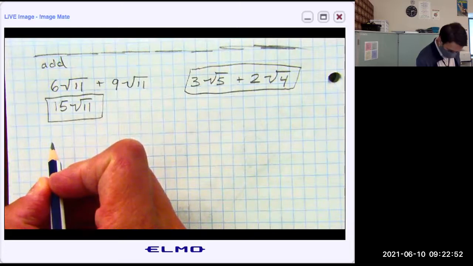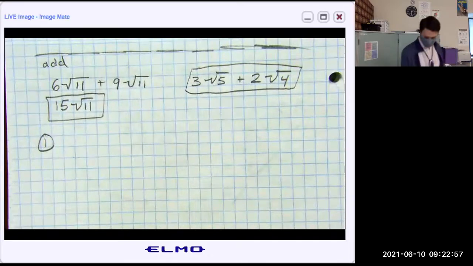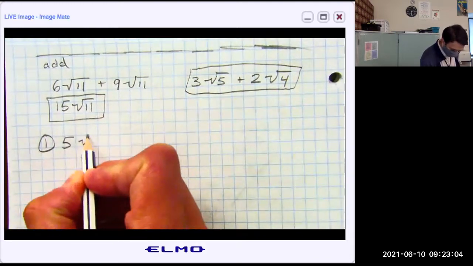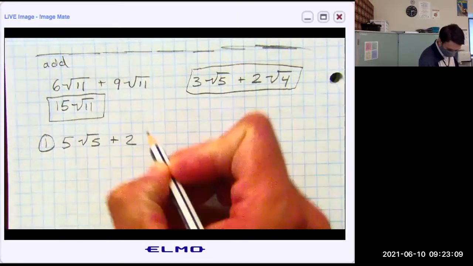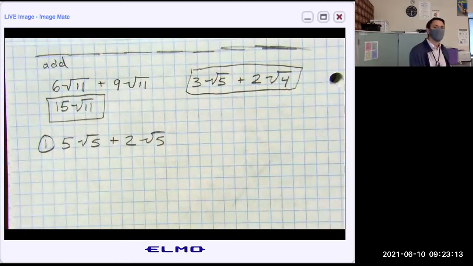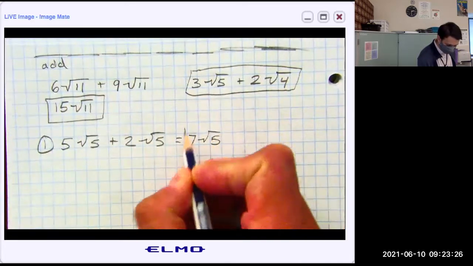I want you to try one here. This will be your chance now. 5 square root of 5 plus 2 square root of 5. Five x plus 2x, same thing. Well, it's just 7 square root of 5. Isn't that nice?